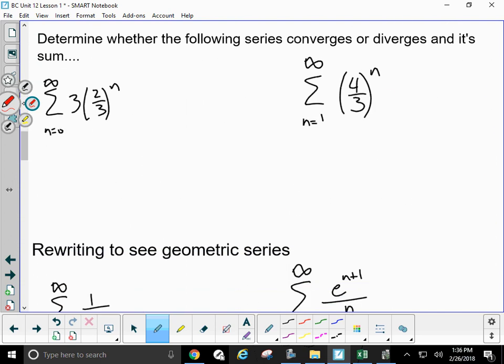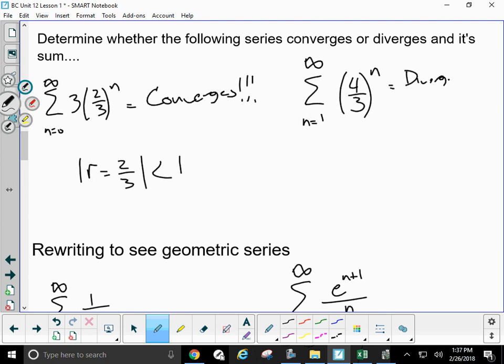Okay? So, now this guy, you will say, oh, r, which equals 2/3, is less than 1. This converges. And this guy, instead of saying, oh, by the nth term test, it diverges, we could just say, this diverges. It's a geometric series, and r is greater than 1.